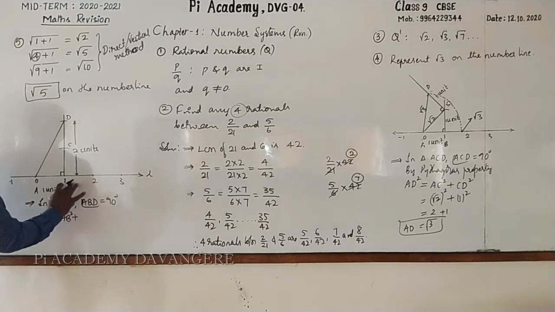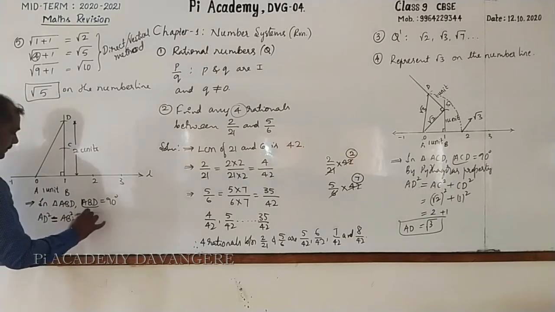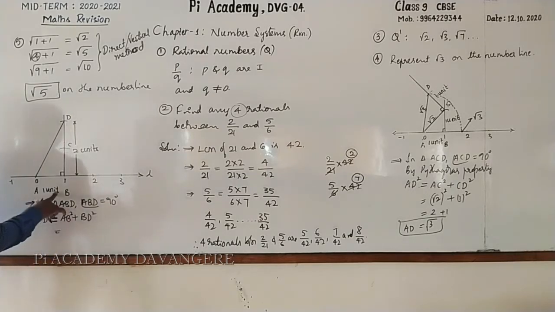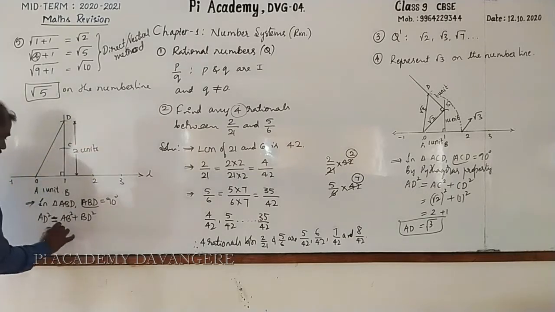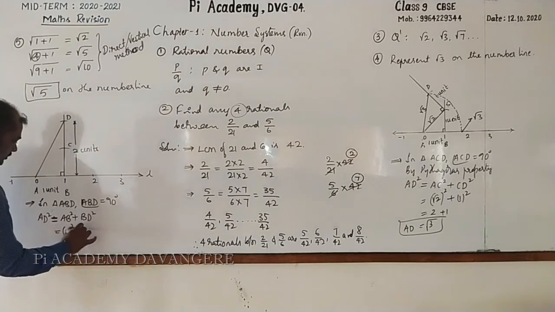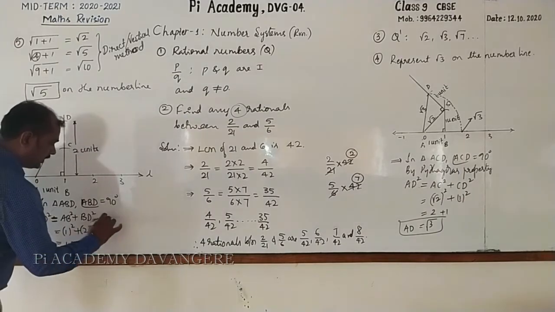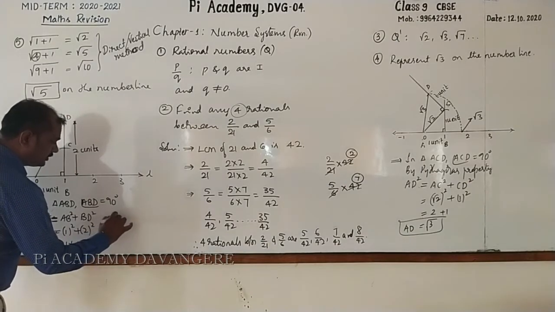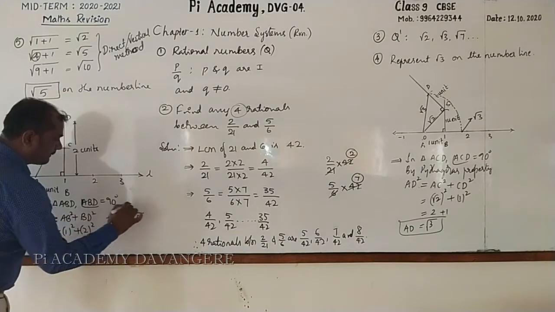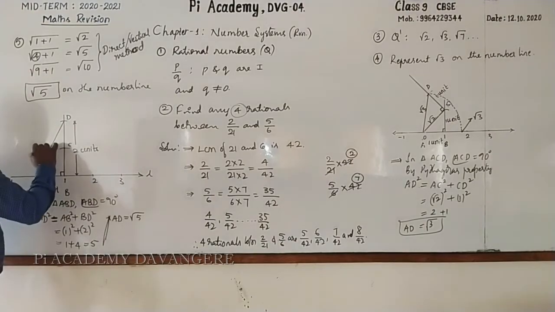AB square plus BD square. What is AB? It is 1. BD is 2. It is 1 whole square plus 2 whole square, which is equal to 1 plus 4. 1 plus 4 is 5. Then what will be AD? AD is root 5. Got it? So this is root 5.